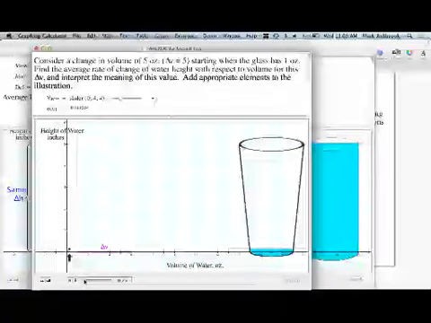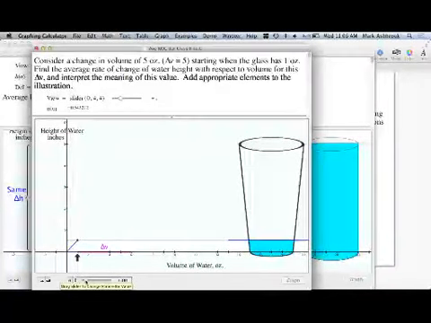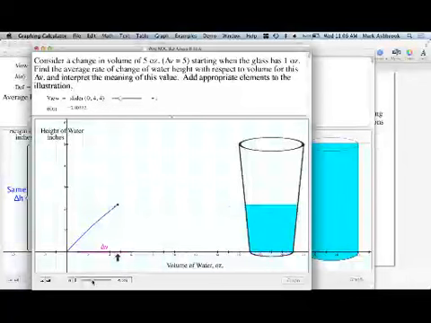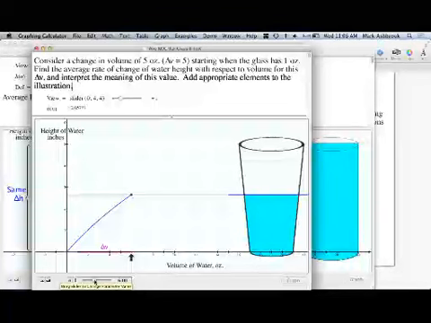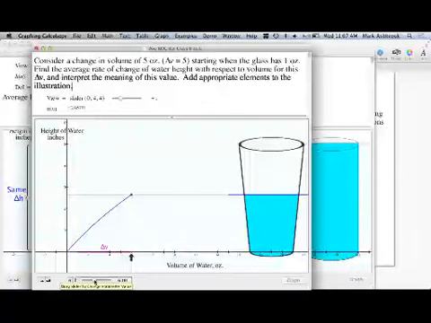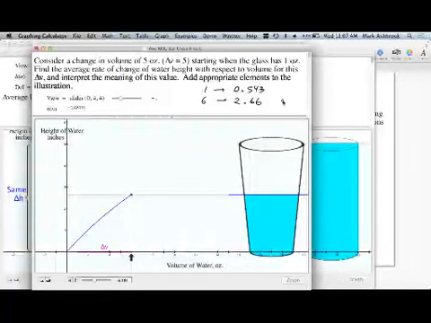So at 1, the height is 0.543 inches at 1 ounce. And at 6, 2.66. So at 1 ounce, the height was 0.543, is that right? And at 6 ounces, 2.66. So our change in volume is 5, going from 1 to 6.